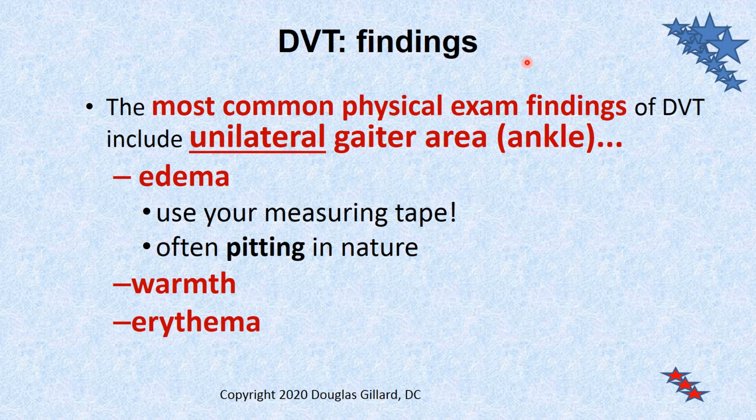The findings of DVT, and I didn't put this slide in here, about 50% of people are completely asymptomatic. So it might be impossible to catch this. But if there are signs, you better catch it. The number one sign is edema around the ankle. I had a little edema, and that should have been my clue right there. But it wasn't much.